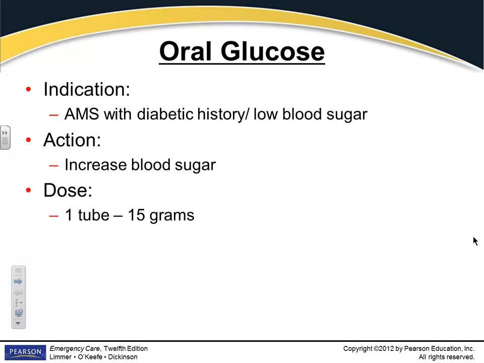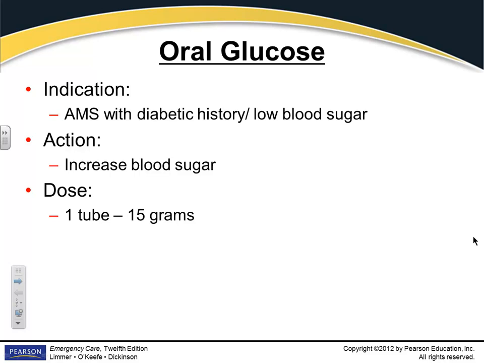The dose typically is just going to be 1 tube. This is not an exact science with oral glucose. Like the tube I wrote from was 15 grams. That picture said 25 grams. So you just give them a tube. Or sometimes you may have tablets. Some services are carrying tablets that they dissolve in their mouth, like fizzies or something.